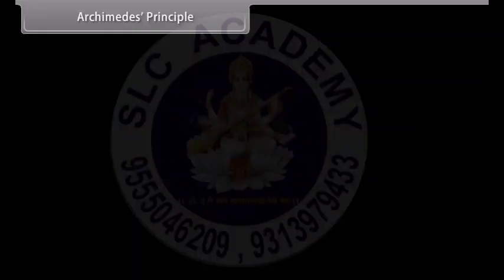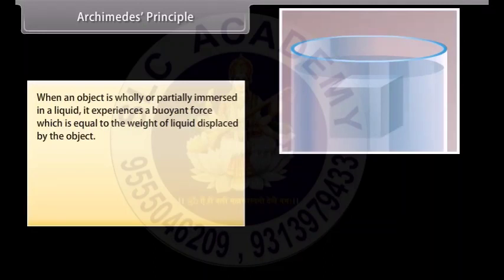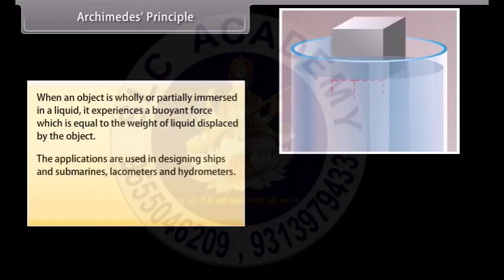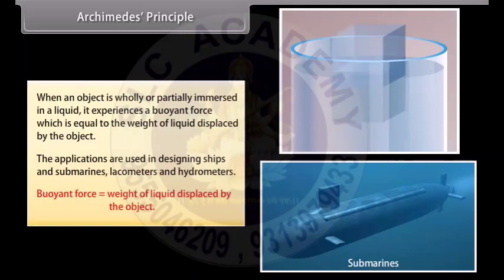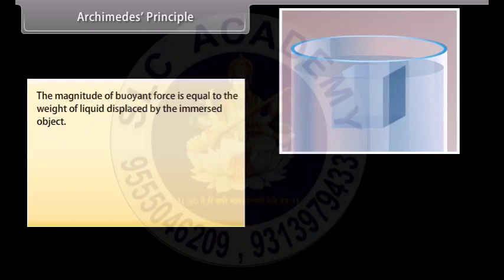Archimedes Principle. When an object is wholly or partially immersed in a liquid, it experiences a buoyant force which is equal to the weight of liquid displaced by the object. The applications are used in designing ships and submarines, lactometers and hydrometers. Buoyant force is equal to weight of liquid displaced by the object. The magnitude of buoyant force is equal to the weight of liquid displaced by the immersed object.